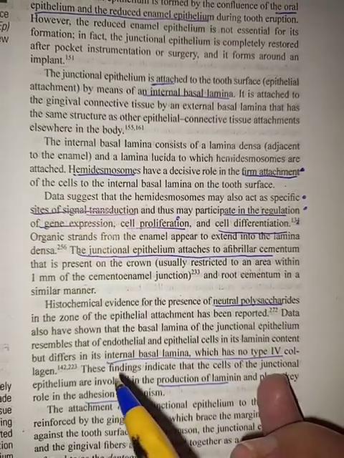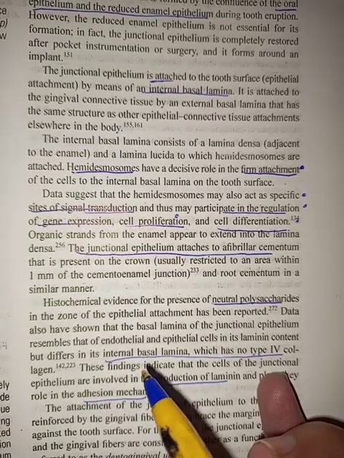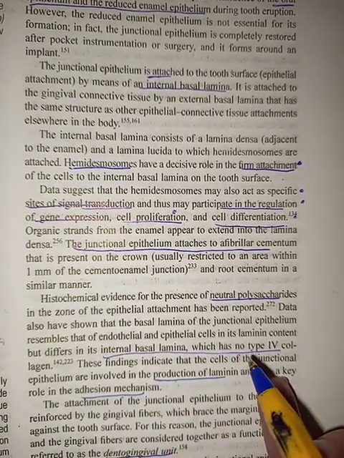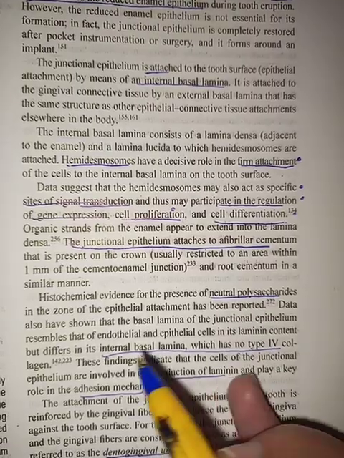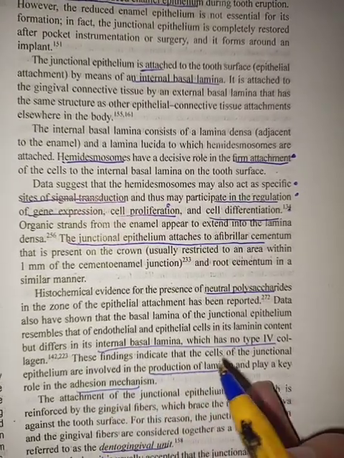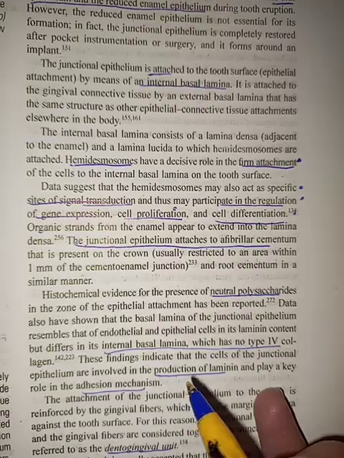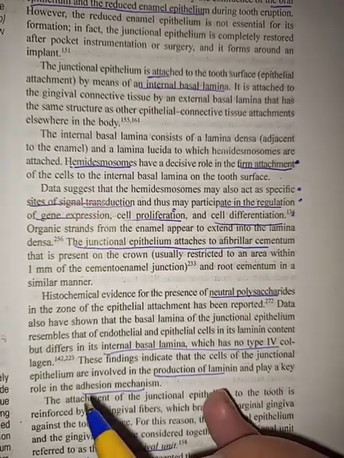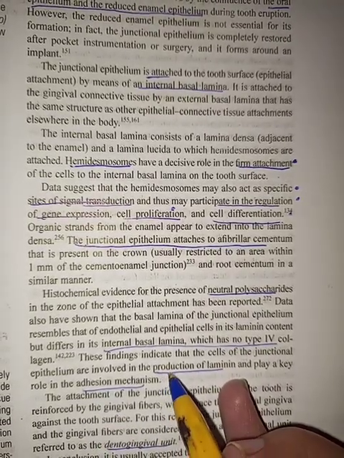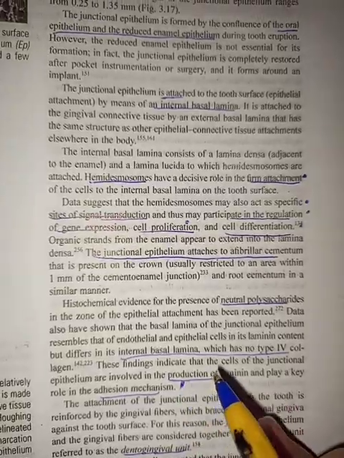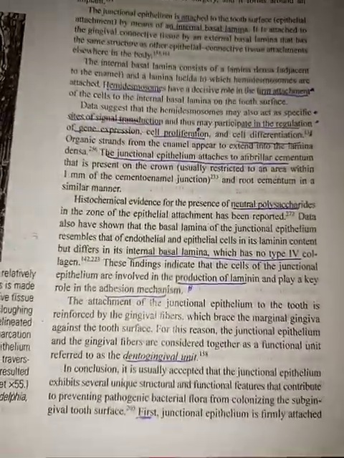But it differs in that the internal basal lamina has no type 4 collagen. These findings suggest that the cells of the junctional epithelium also produce laminin and play a vital role in the adhesion mechanism. Very important.